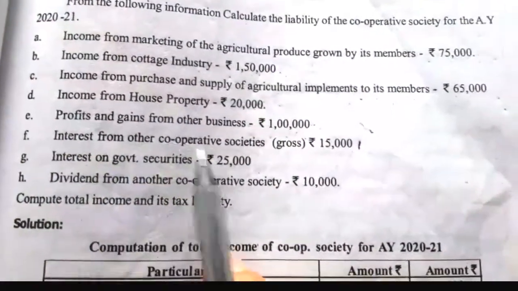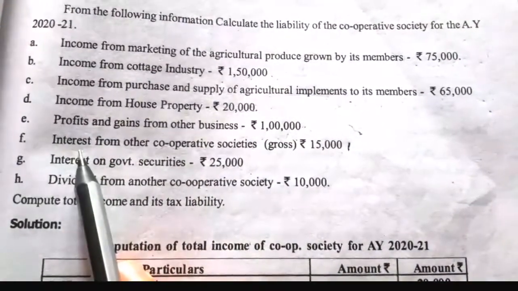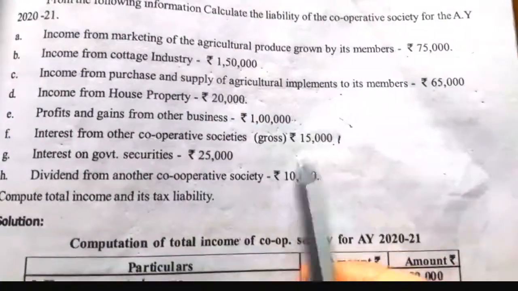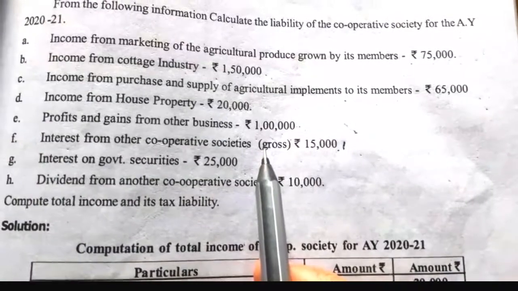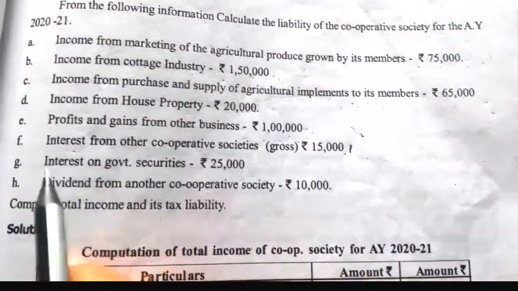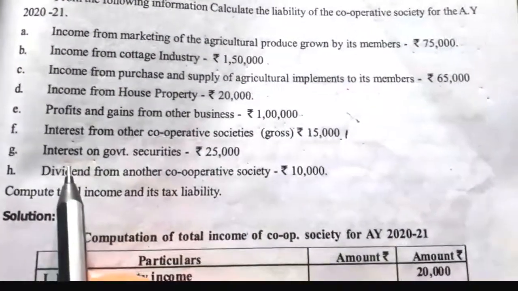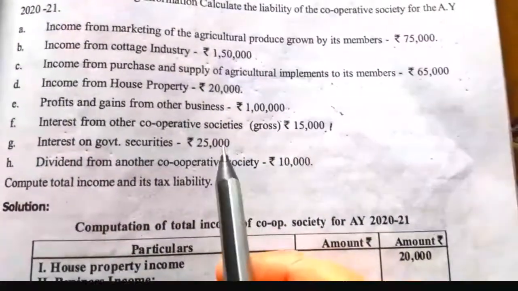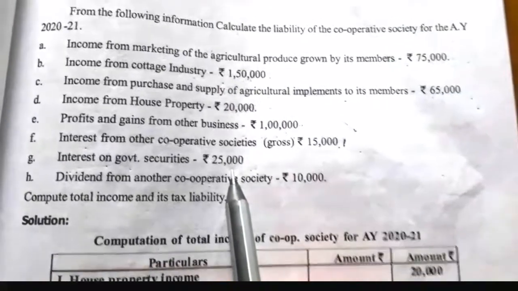Next, interest from other cooperative society. Interest income is income from other sources, so we have to take it under the head other sources, section 56, 15,000. Again, this is income from a cooperative society, so we can claim reduction under section 80P. Interest on government security: the interest income is taxable under the head section 56, income from other sources. Again, we can claim reduction under section 80P only if GTI is less than 20,000.